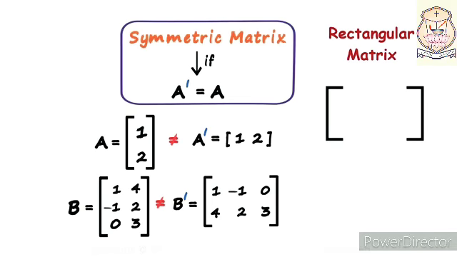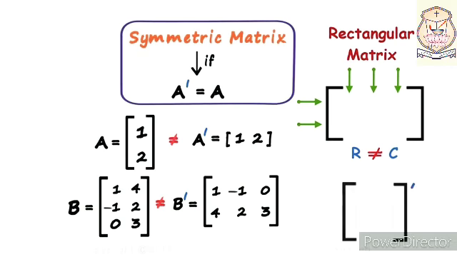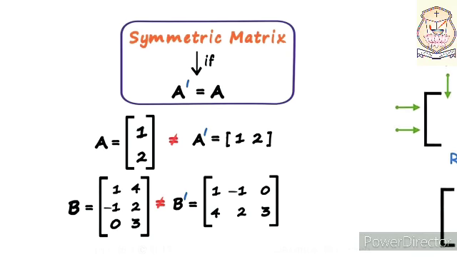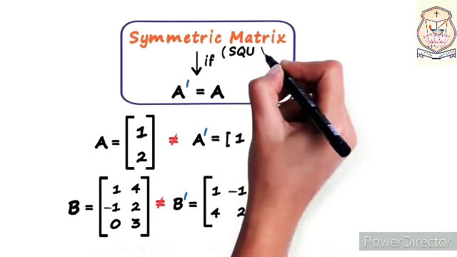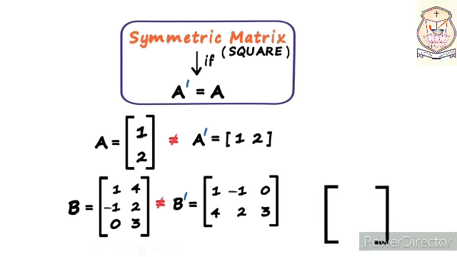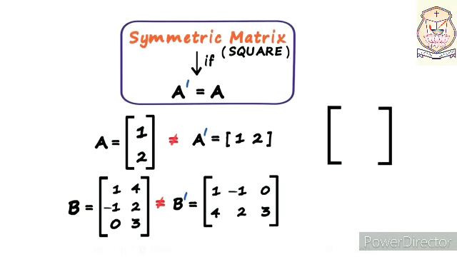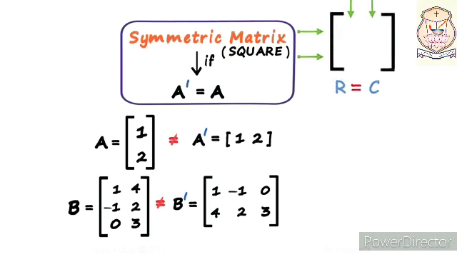A rectangular matrix is a matrix in which the number of rows is not equal to the number of columns. Can it ever be symmetric? No chance, because the order of the transpose will definitely be different from that of the matrix. Only a square matrix can be symmetric. A square matrix is a matrix in which the number of rows is equal to the number of columns.